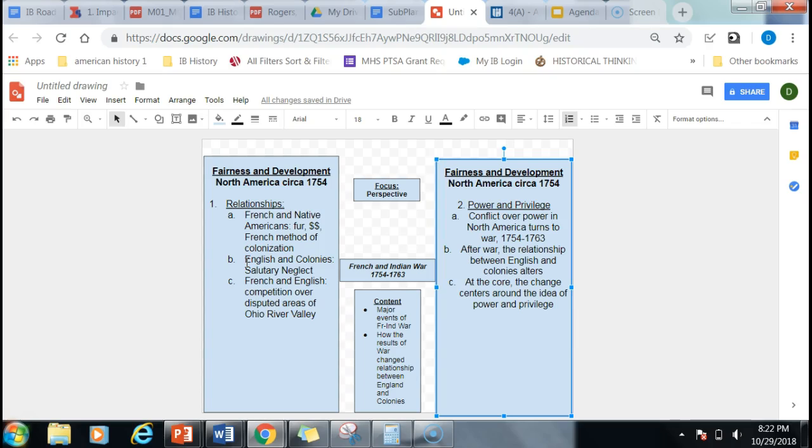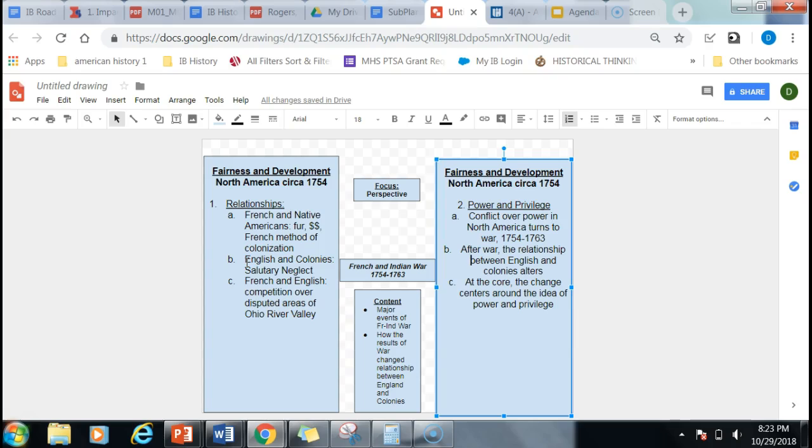The other part of fairness and development that we want to examine is that of power and privilege. The conflict over power in North America between the French and the British turned to war, and this war would last for 9 years, from 1754 to 1763. And then after the war, the relationship between the English and the colonies changes. At the core of this change, it really centers around the idea of power and privilege, and the balance of power and privilege between the colonies and the British.